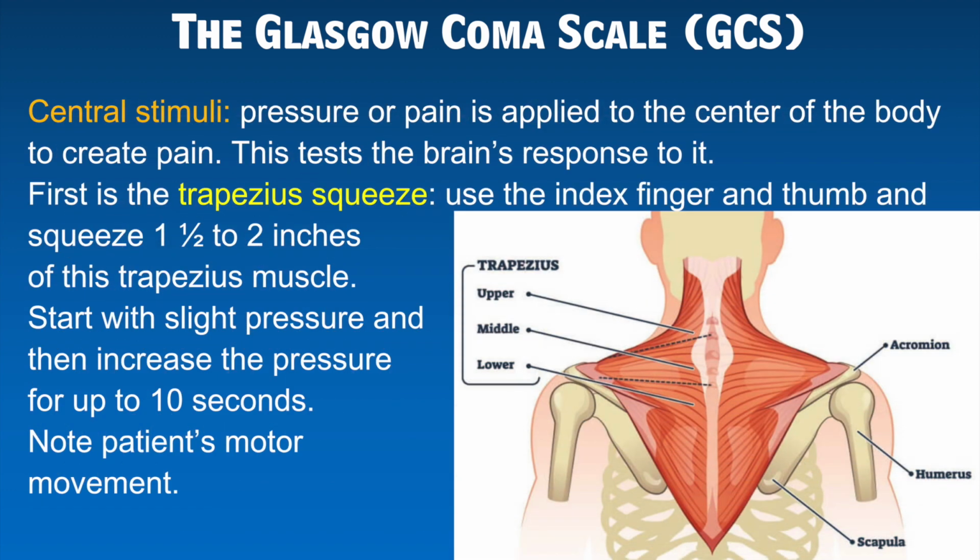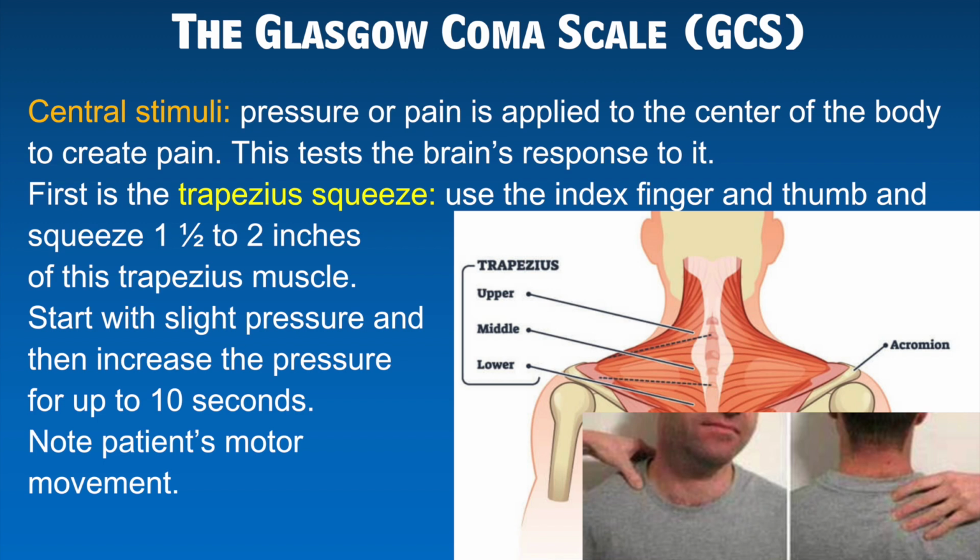In central stimuli, pressure or pain is applied to the center of the body to create pain. This tests the brain's response to it. First is the trapezius squeeze. Use the index finger and thumb and squeeze 1.5 to 2 inches of the trapezius muscle. Start with slight pressure and then increase the pressure for up to 10 seconds. Note the patient's motor response.